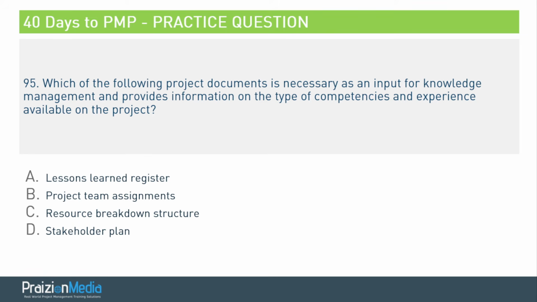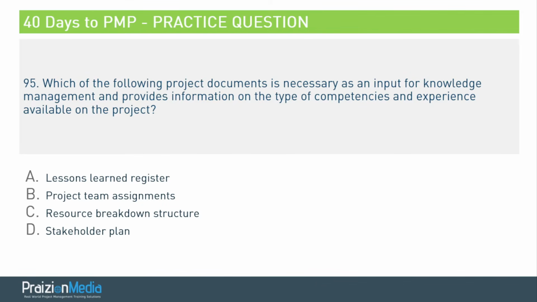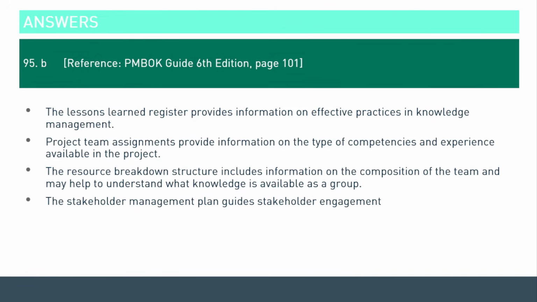So the best answer is B. Okay, the best answer is project team assignments. As a result of the assignments, you can glean information based on their competencies and experience. Okay, the stakeholder management plan, it was truncated to read stakeholder plan, but it does not contain information that we would need based on the question. Okay, let's move on to our final question.